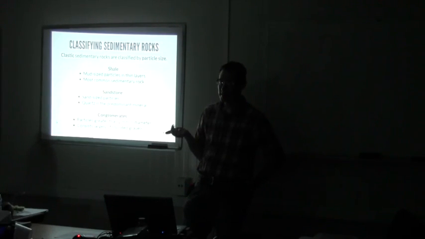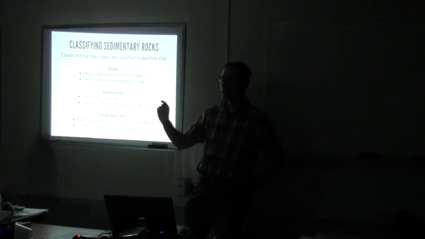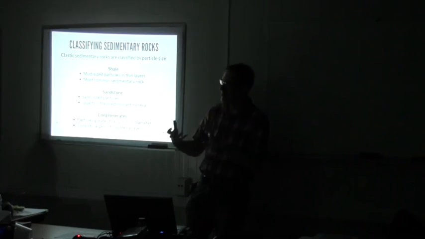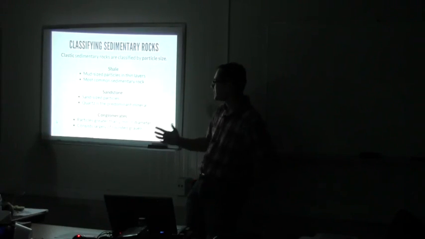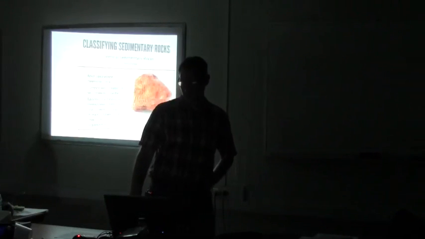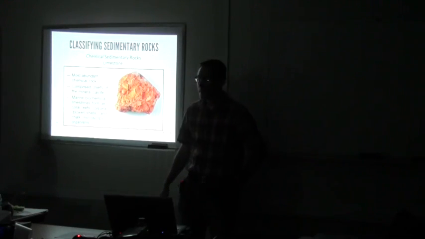You can also get sandstone, which has sand-sized particles. Quartz, which is mainly silicon dioxide, is the predominant material in sandstone. And you can also get conglomerates, which have even larger, rounded gravel particles that get glued together with this cement stuff. I wish I had some pictures of that, but I don't have pictures of that one.